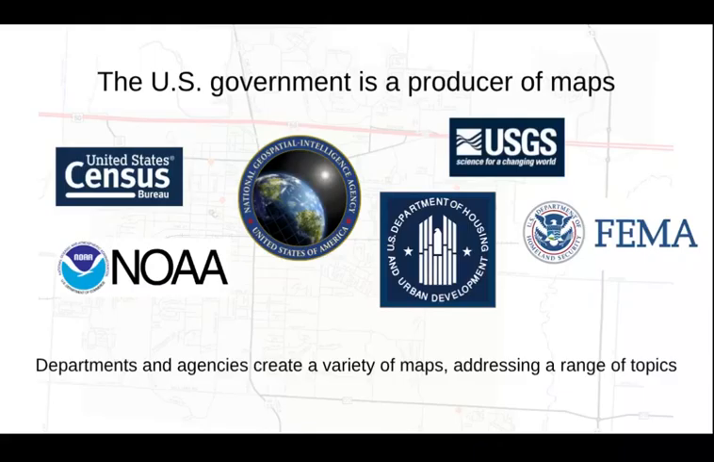Our textbook identifies the U.S. government as a producer of maps through a variety of U.S. departments and agencies. These departments and agencies create a variety of maps addressing a variety of topics. Examples mentioned in our textbook include geologic maps, topographic maps, maps of locations that are vulnerable to floods, landslides, tornadoes and hurricanes, and maps based on census data.